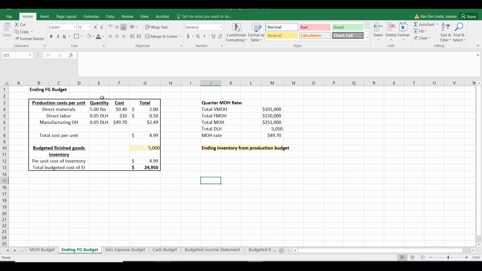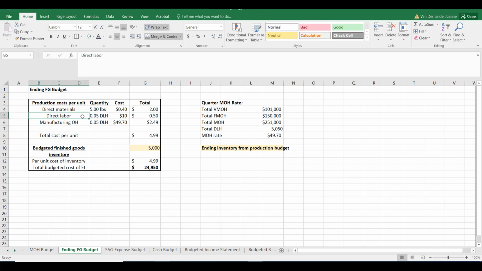Recall that for 1 unit to be produced, it requires 5 pounds of raw materials, and the cost of raw materials is 40 cents per pound. So if 1 unit requires 5 pounds and the cost of those 5 pounds of materials is 40 cents per pound, we simply multiply 5 pounds times 40 cents each to find that the total direct materials cost for 1 unit is simply $2. We do the same for direct labor.